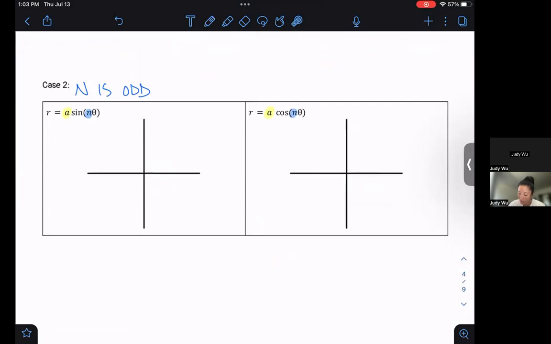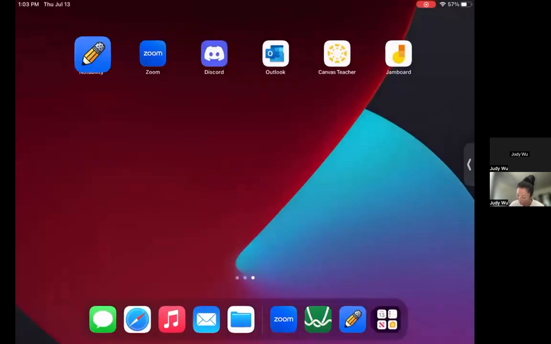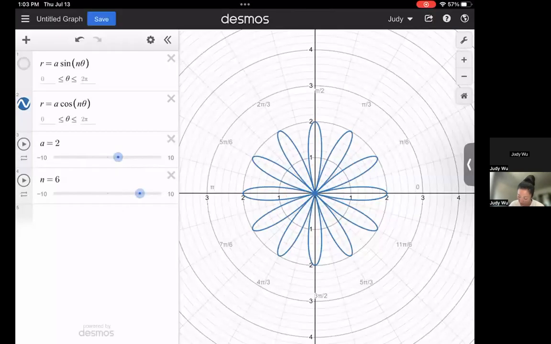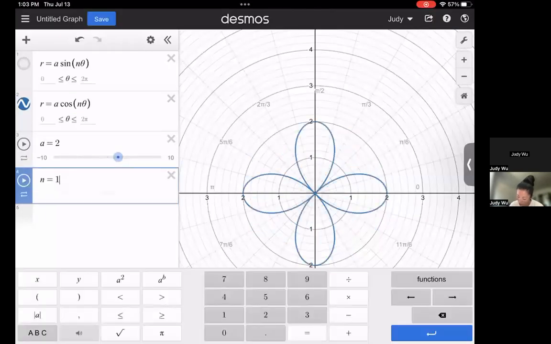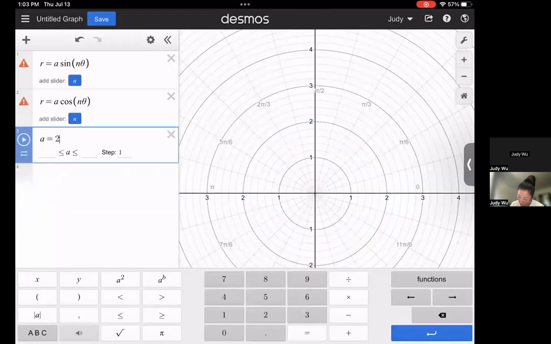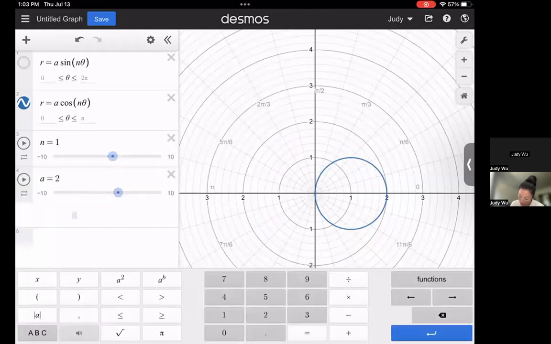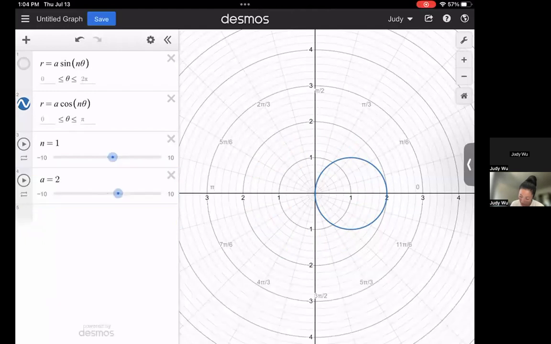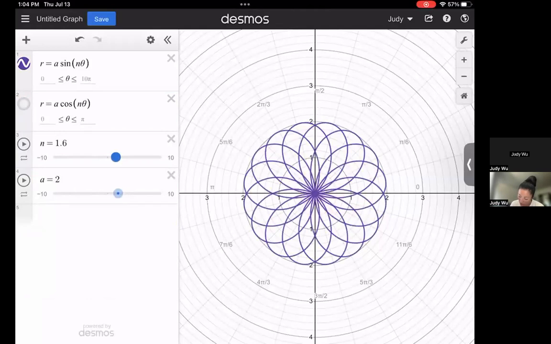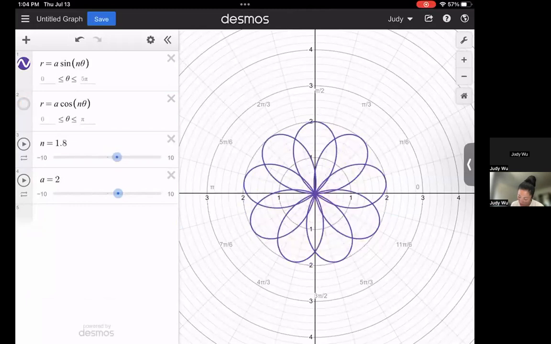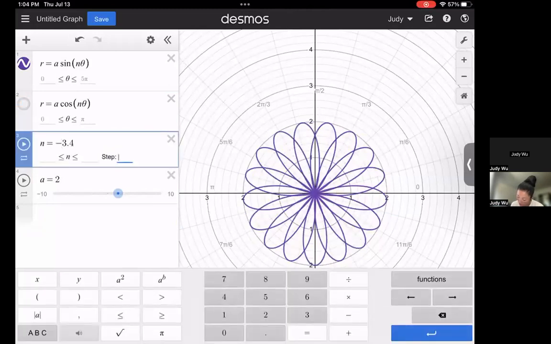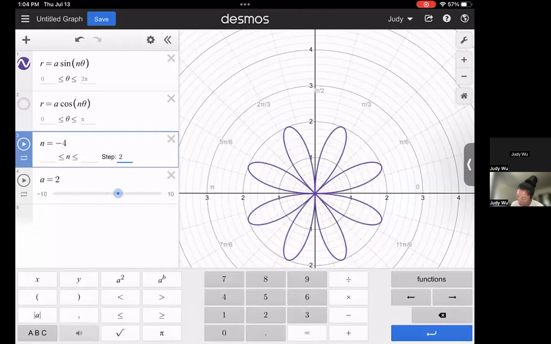We're going to go back to Desmos and take a look at when n is odd and see what happens. But I bet A is still going to determine the petal length. Let's change that to 1. Let's see what happens. Let's start with the sine one this time. What happens if we change n to 2? Let's go to 1.